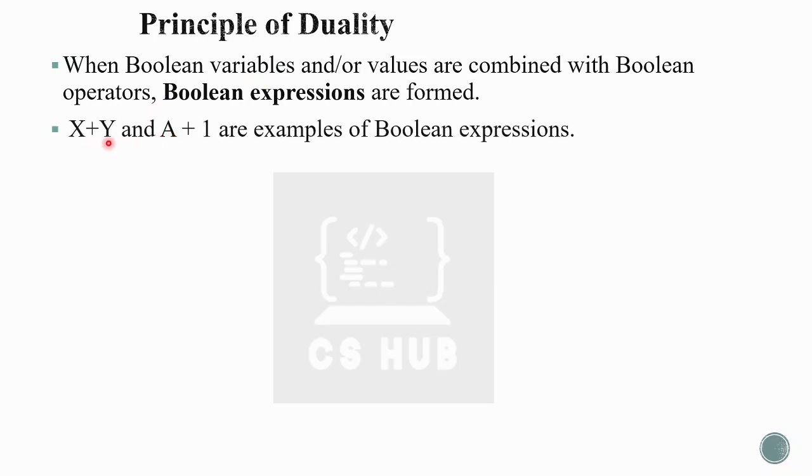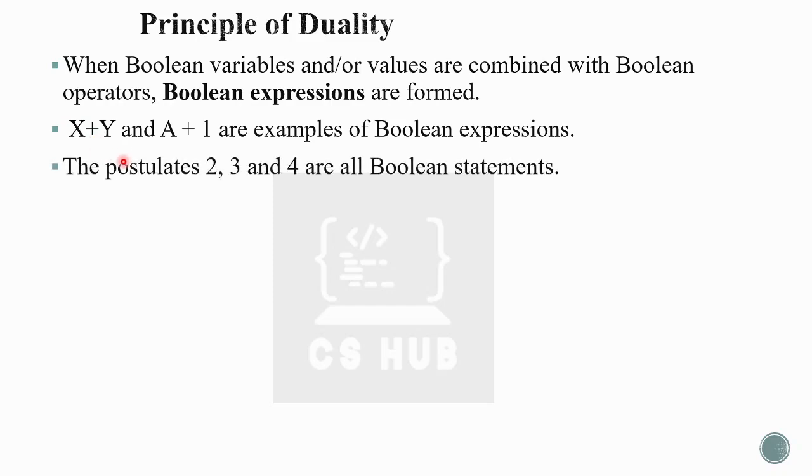For example, x plus y and a plus 1 are examples of Boolean expressions. Here x and y are Boolean variables and plus is a Boolean operator. The postulates 2, 3 and 4 are Boolean statements. In our previous video, we discussed the postulates of Boolean algebra. Postulate 1 was: if a is not equal to 0, then a equals 1; if a is not equal to 1, then a equals 0. And postulates 2, 3, 4 were Boolean expressions. They are also known as Boolean expressions.